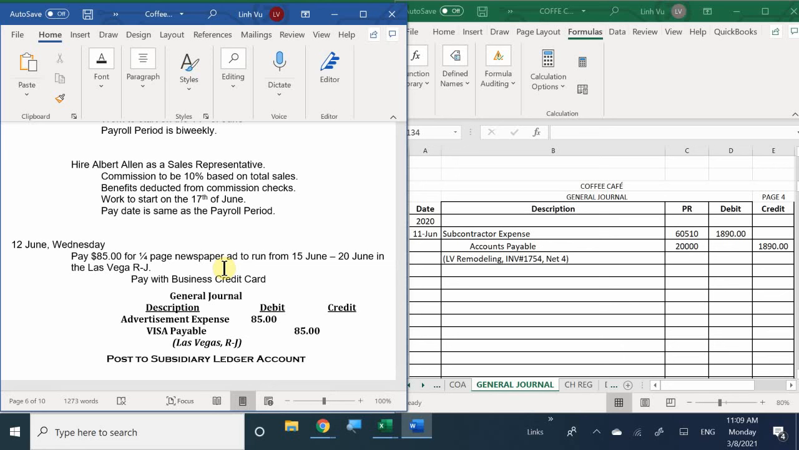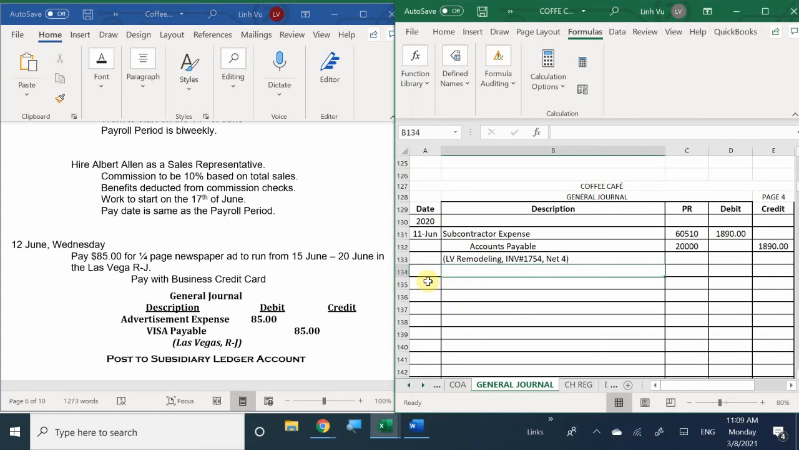Yes, since it's going to be costing me $85 to run the ad in the Las Vegas Register Journal. And how are we going to pay this? On a Visa. We're using our credit card for the first time. Okay, so now let's go ahead and journalize this.